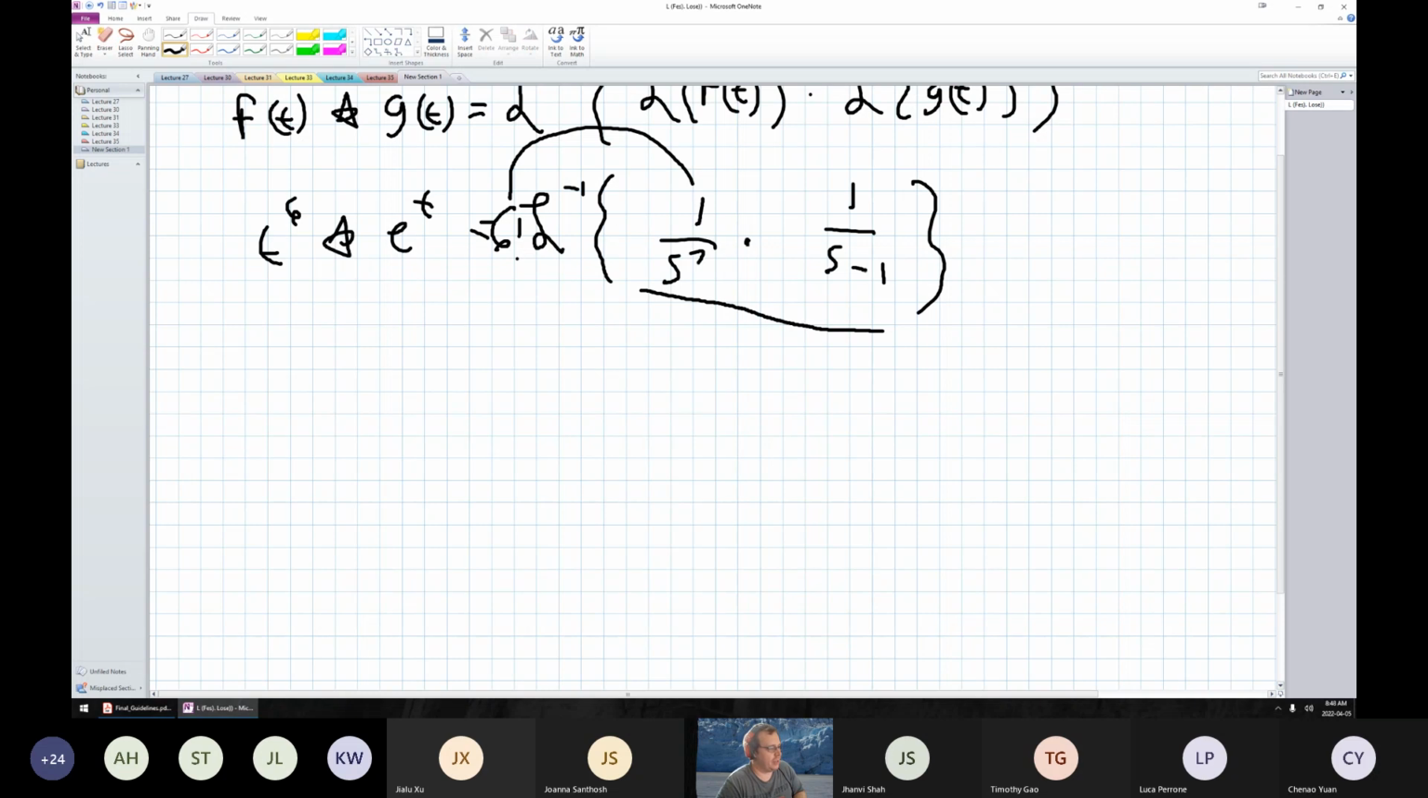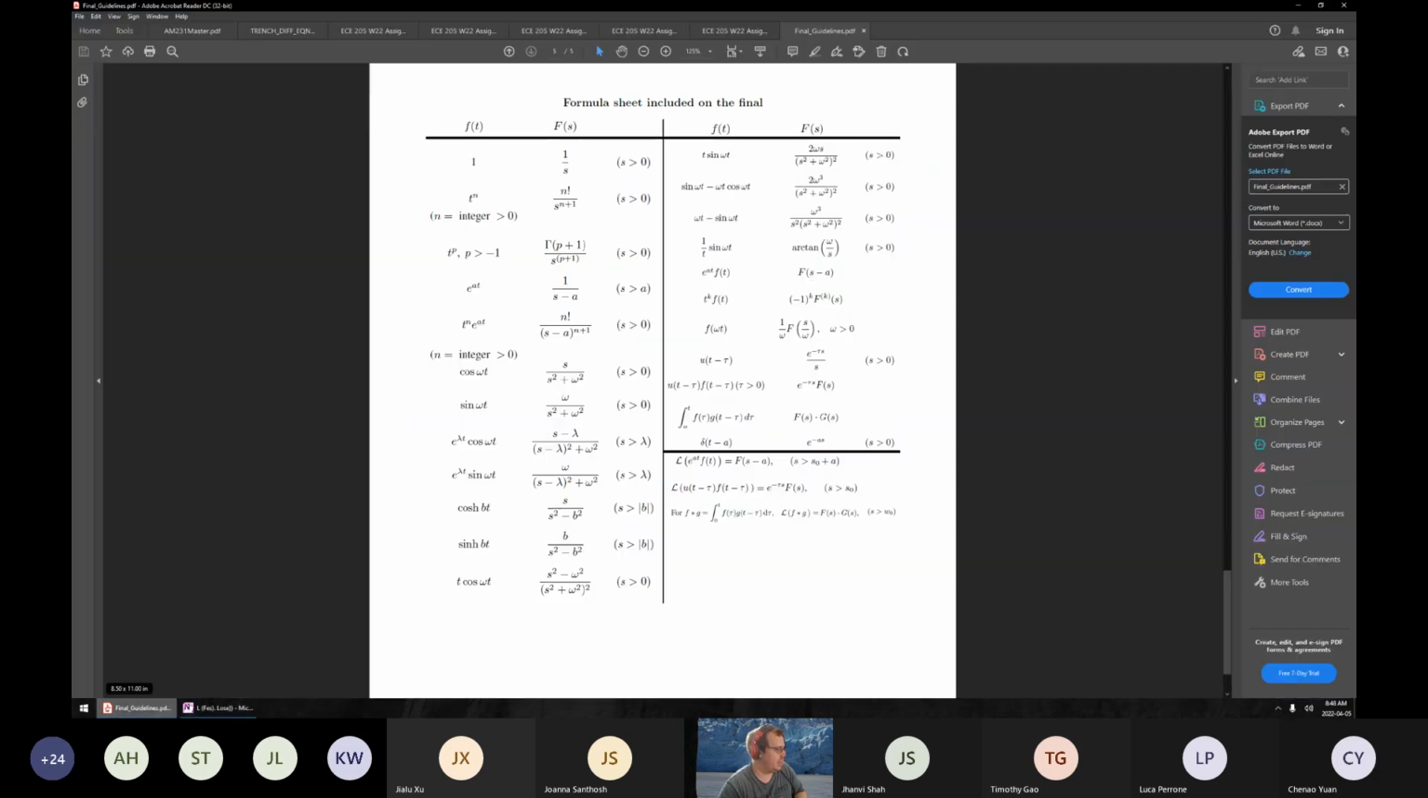Then from here, I have this product of things. So I need to rewrite 1 over s to the 7th times s minus 1 as things that are in my list. If you look at the list, you could look for as long as you want, but that term that I just wrote is not here.